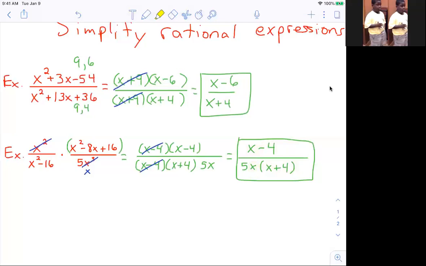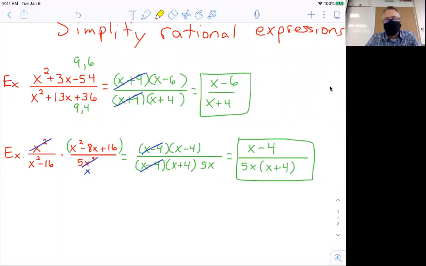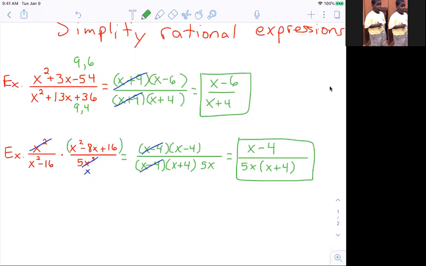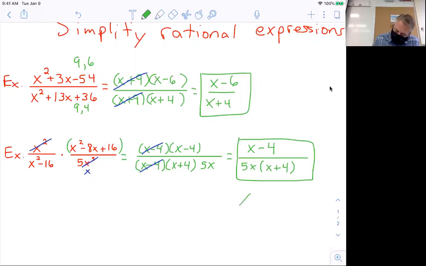Yeah, Mr. O'Connor. Does the order matter if we're answering the question on a test on Delta Math or a homework assignment on Delta Math? Yeah, good question. No, it does not. It accepts it in any order. Okay, cool. So if you wrote that, even in Delta Math, as x minus 4 over x plus 4 times 5x, yes, that would be perfectly fine.